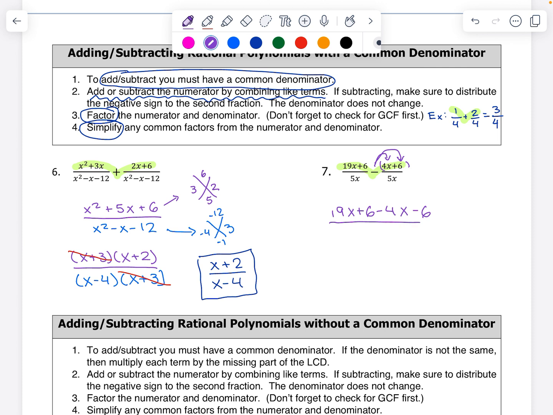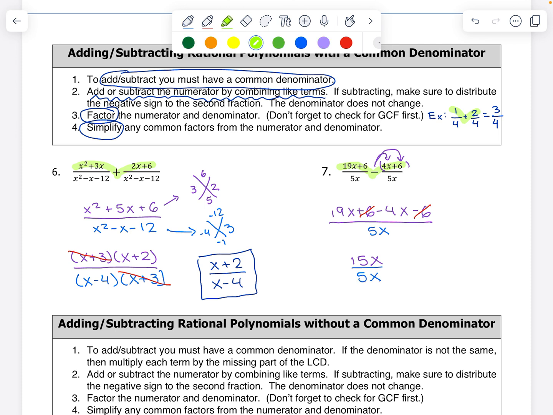So that is a common error. People have a plus 6 there, and then it doesn't work out. My denominator is the same, so it's a 5x. So again, you add or subtract the numerators before any factoring. So now if I combine my like terms, 19x minus 4x is a 15x. Oh, nicely, 6 minus 6 is gone, so I really just have 15x divided by 5x.